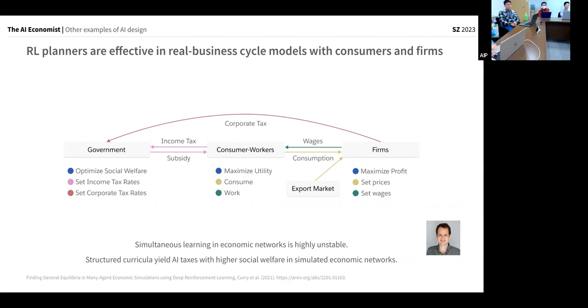And Michael showed that if you use these structured curricula approaches, then again you'll have the same conclusion. The AI policies will do better, will give you higher social welfare and so on. And this is going to appear in AAMAS this year, actually, in London. I have to update this slide, but it's going to appear in AAMAS.